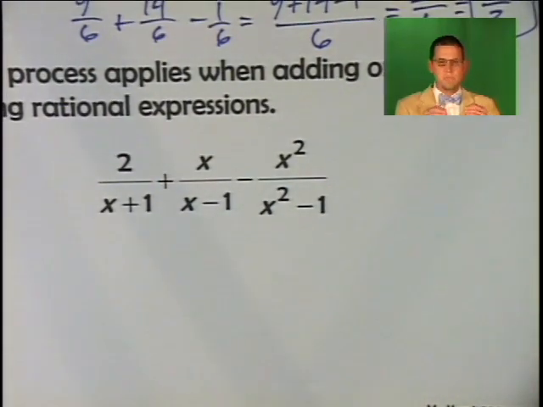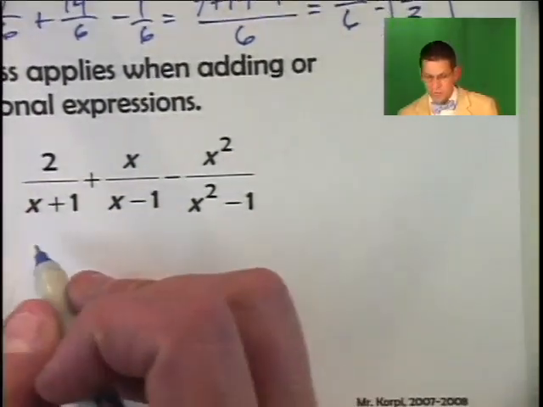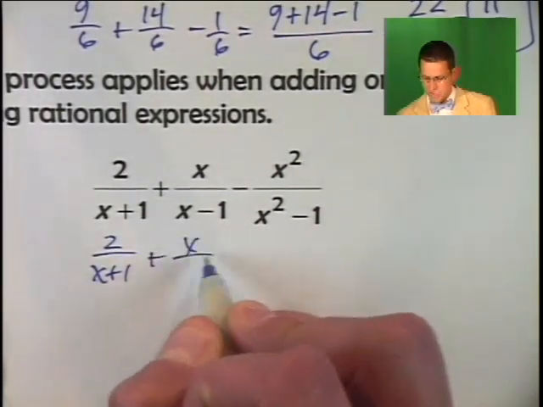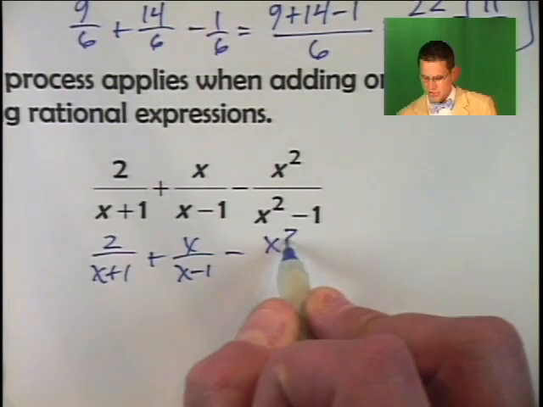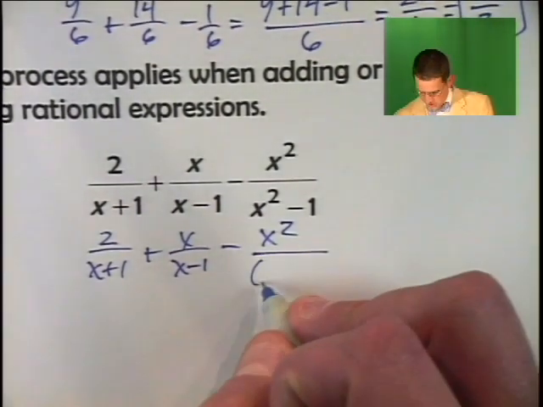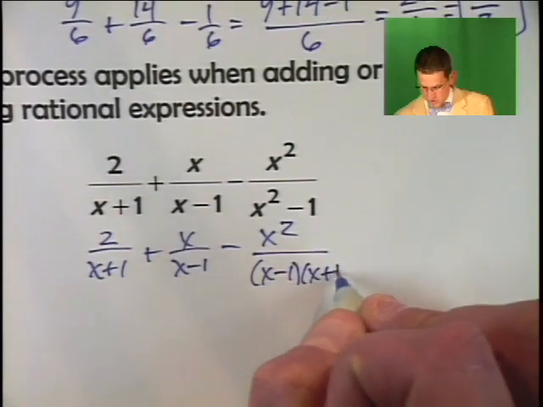Since we're looking for the smallest multiple of each of the factors in the denominator, one thing that we could do is to try to factor the denominator completely. And if we do that, we'll get 2 over x plus 1. That's already factored. x over x minus 1 minus x squared over... Now x squared minus 1 is a difference of 2 perfect squares. It factors into x minus 1 times x plus 1.